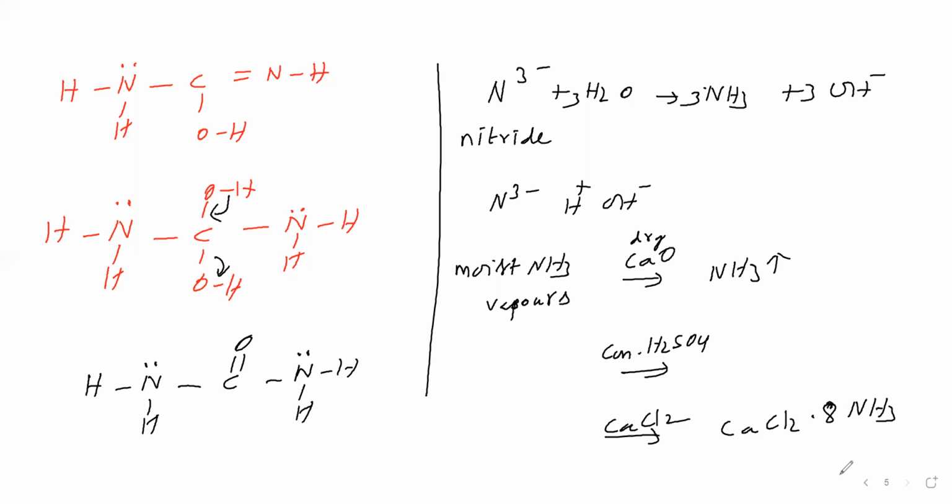Then can we use phosphorus pentoxide to dry ammonia? No. Why? Because phosphorus pentoxide is an acidic oxide and ammonia is a base. Therefore, an acid-base reaction is possible, giving the salt ammonium phosphate.